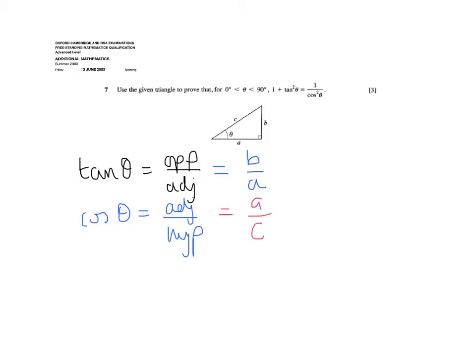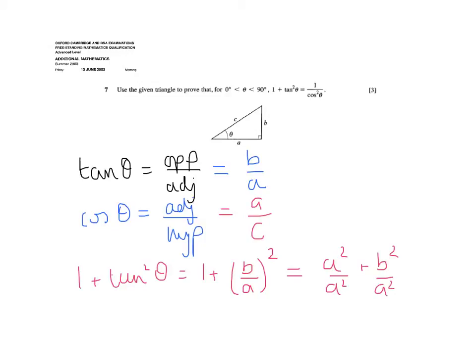If we look at the left-hand side of the equation that we're trying to prove and work on that, then we have 1 plus tan squared theta is equal to 1 plus, and we said tan theta was B over A, so B over A squared. We can rewrite that as A squared over A squared plus B squared over A squared, which is A squared plus B squared all over A squared.